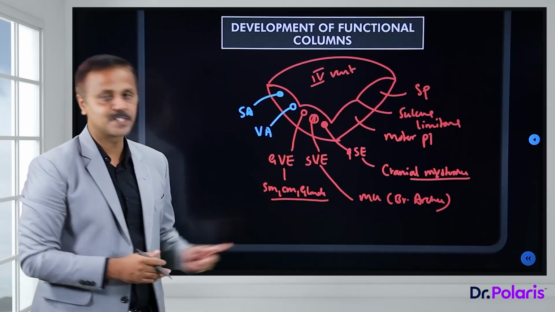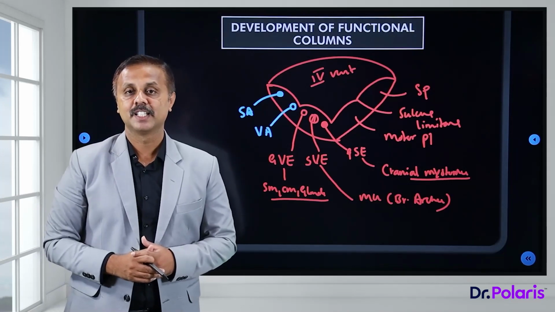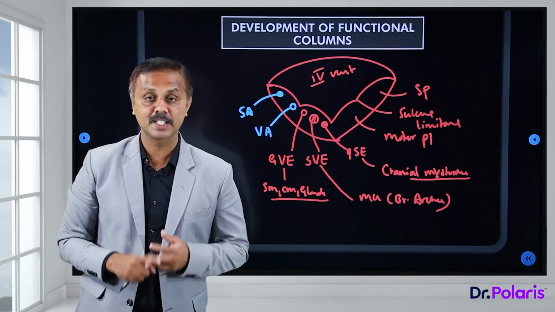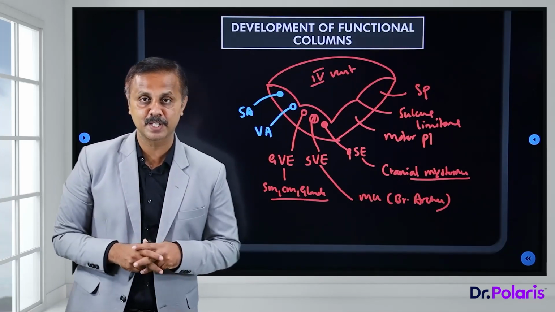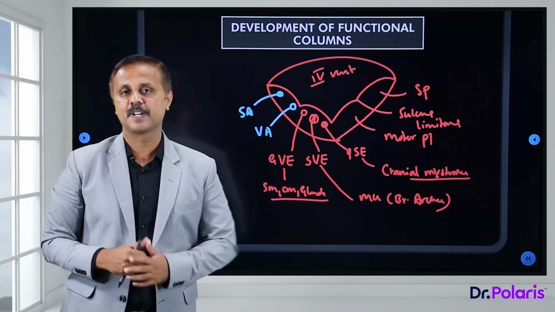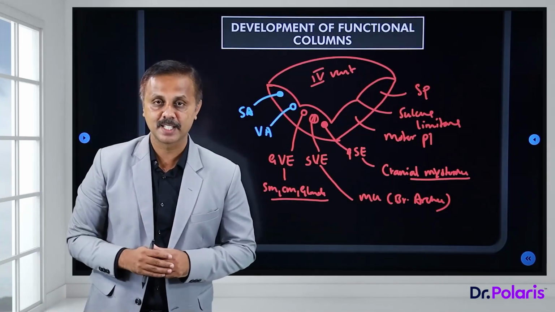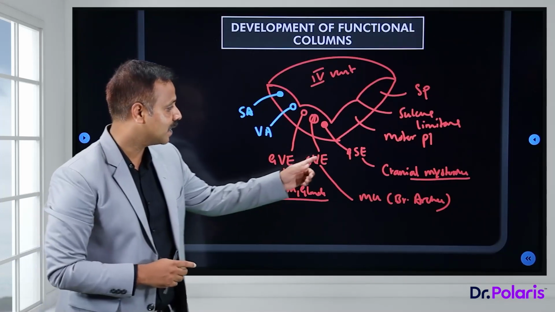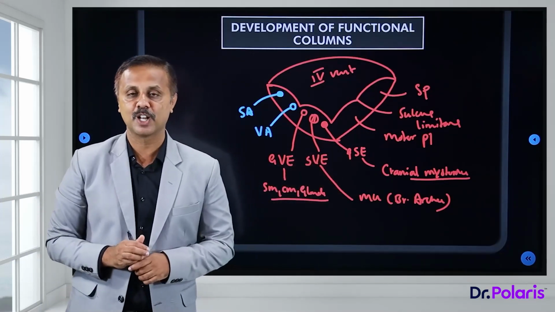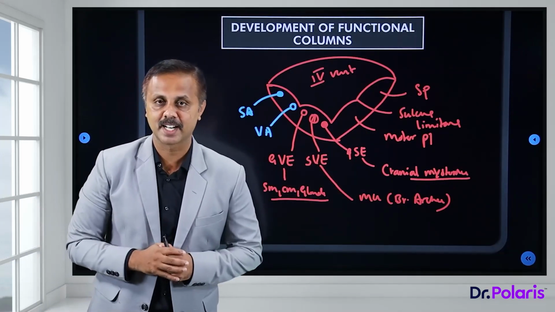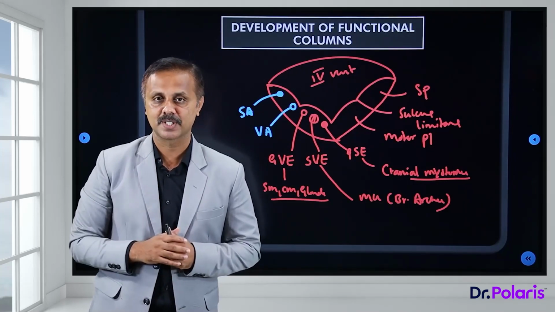So we have the general visceral efferent column, which will supply the smooth muscle, cardiac muscle or glands and forms the autonomic component of the nervous system. We have the special visceral efferent column, which supplies the muscles derived from branchial arches, and then we have the general somatic efferent column, which will supply the muscles derived from the cranial myotomes.